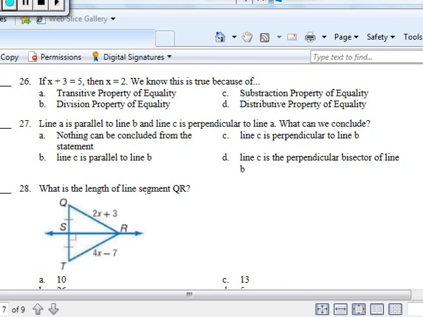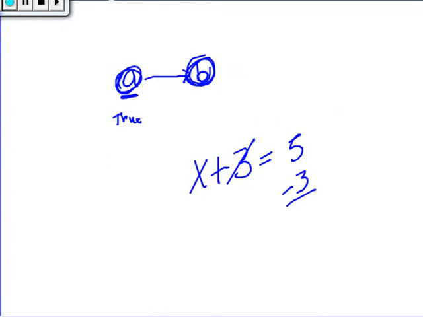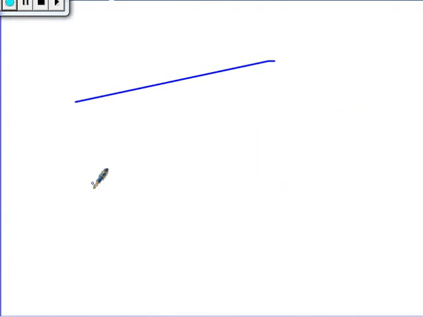Number 27, line A is parallel to line B, and line C is perpendicular to line A. Let's draw it. Anytime you have a situation, I can't read that and make any sense of it. I have to draw it or I'm not going to get it. Line A is parallel to B. Let's draw line A and B. Here's line A, here's line B. They're parallel. Which, by the way, they're parallel because they have the same slope. I know those don't look parallel, but we're going to assume line A is parallel to line B.